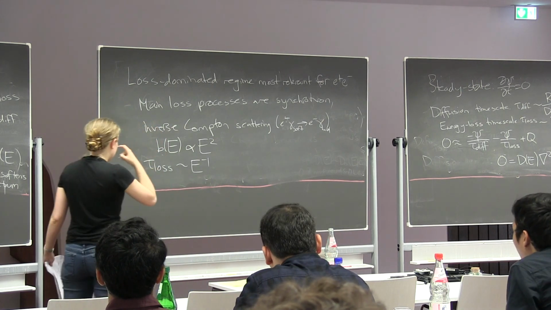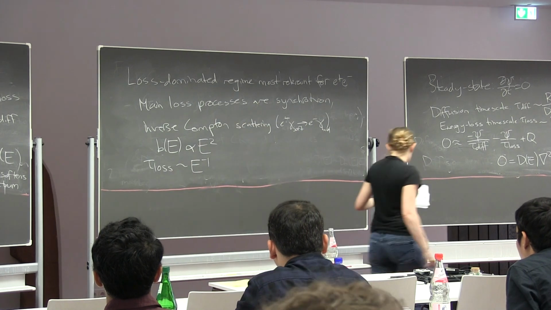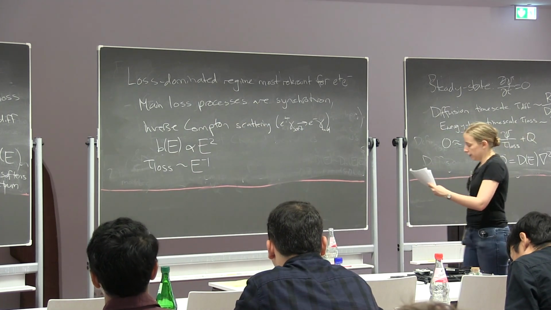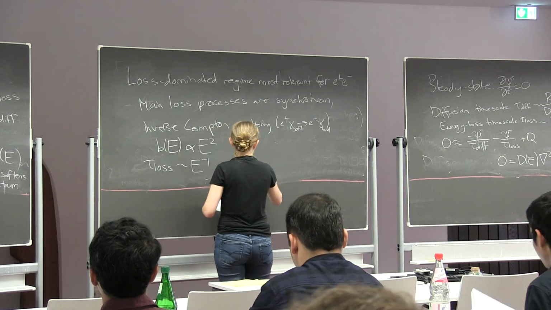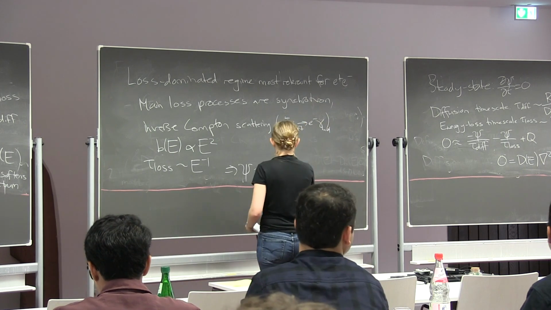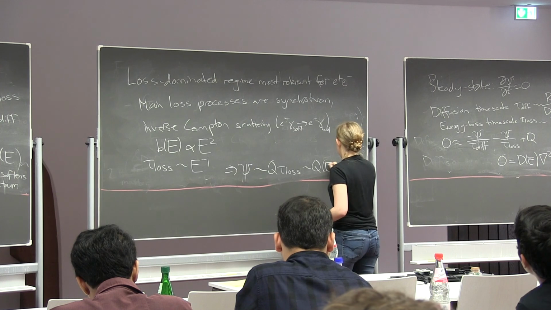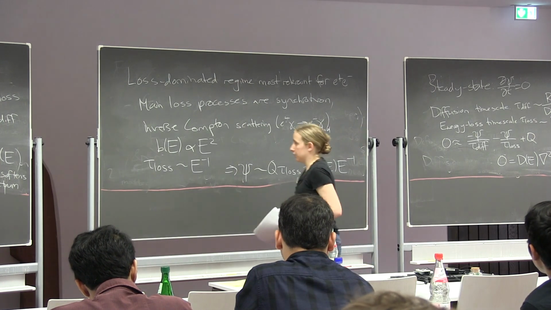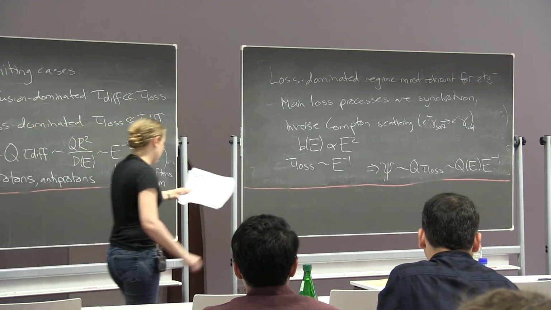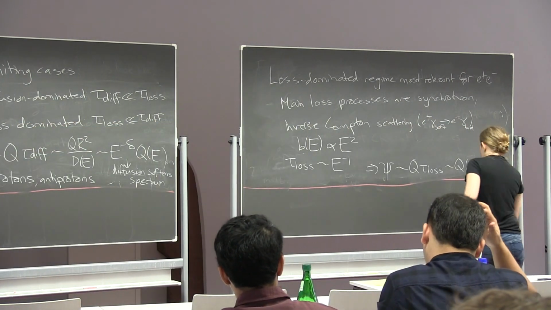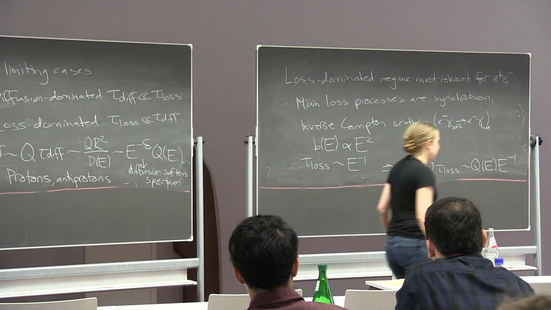So higher energy particles lose their energy more efficiently and they travel for a shorter distance. So this tells me that phi in this regime is going to go like Q times tau loss. So this is going to scale like Q of E times E to the minus 1. So this is a softer spectrum than the E to the minus delta spectrum. So we also see that tau loss gets smaller, so losses get increasingly important at high energies.